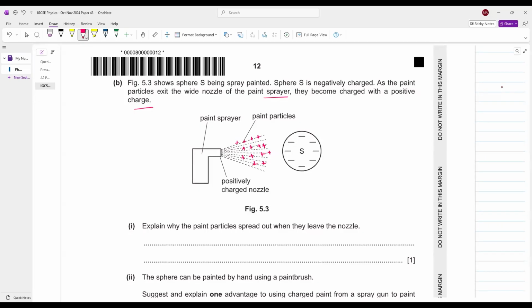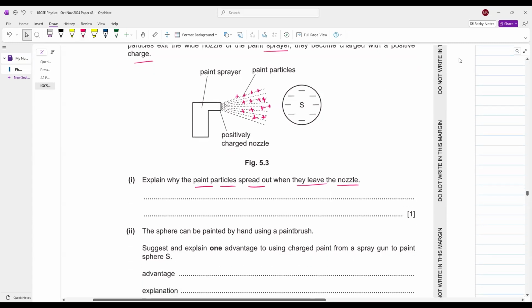Explain why the paint particles spread out when they leave the nozzle. Because paint particles are positively charged, or you can say they are like charges. Like charges spread away because like charges repel. Like charges repel each other, hence they spread away. Simple as that.